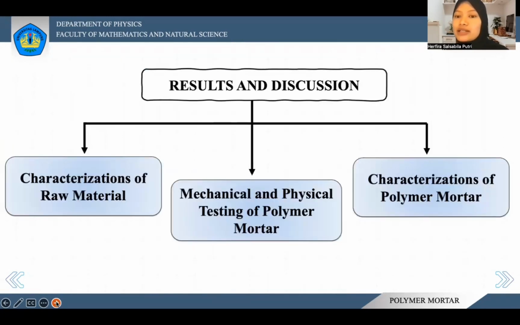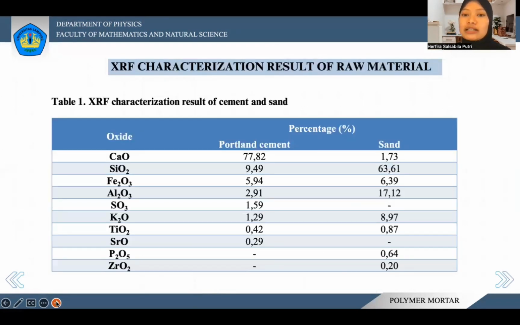And for the second, chapter 4 about the results and discussion. In the results and discussion, we have three sections. For the first, characterization of raw material, the second, mechanical and physical testing of polymer mortar, and the third and last, characterization of polymer mortar. And for the first, the characterization of raw material is XRF.